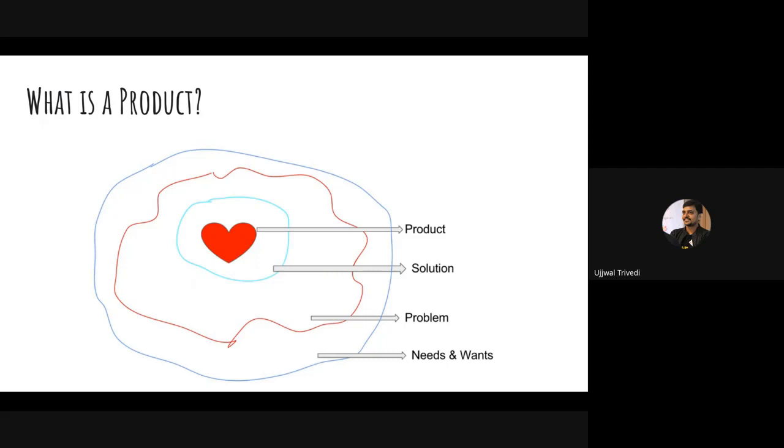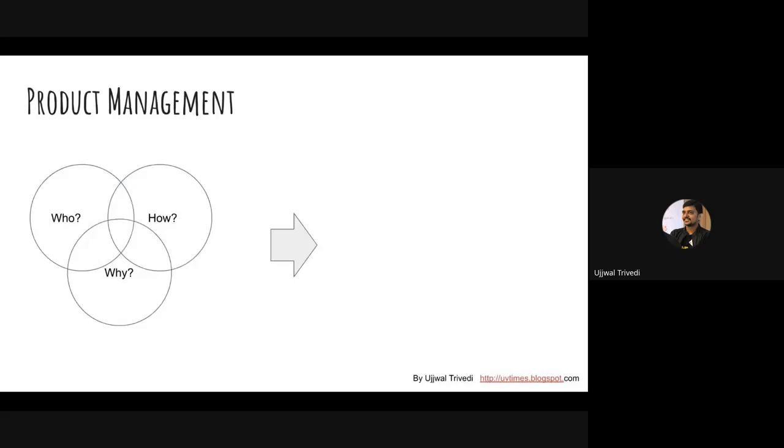And then if you look at it, beyond the problem there is another big set, or a very global set, of customers' needs and wants, right? And they are two different things. There are a lot of things that people need, and a lot of things that people want. And it is very important for you to understand where your product is in that entire continuum, right? And we will understand some of this in a little more detail as well.